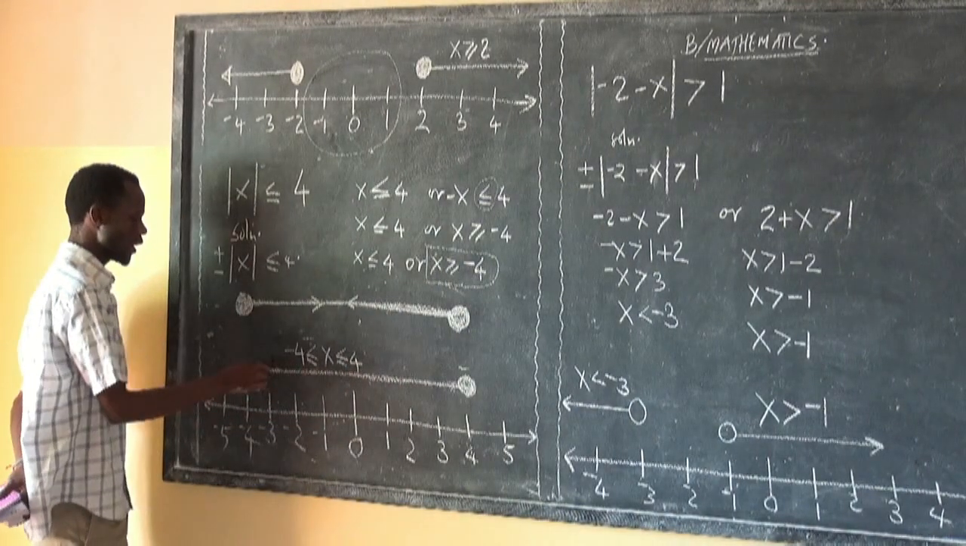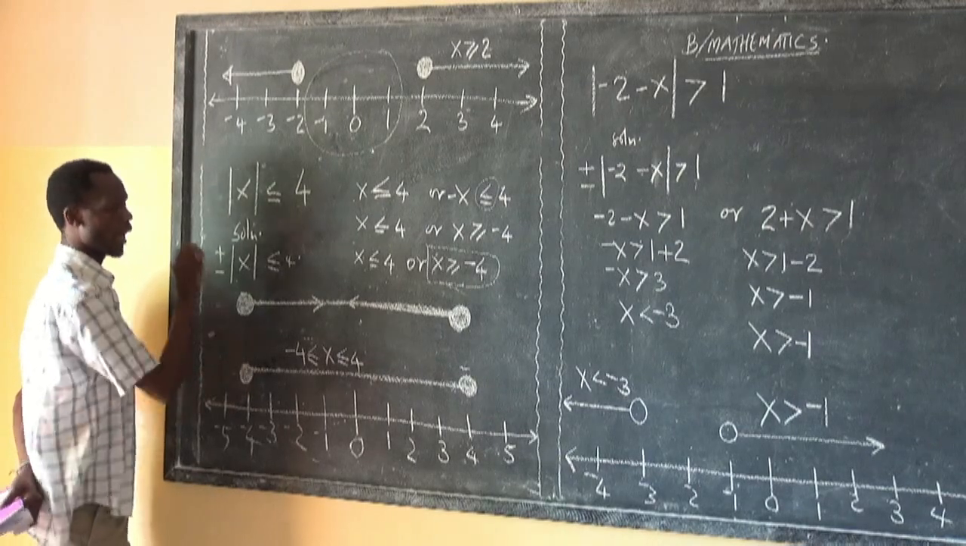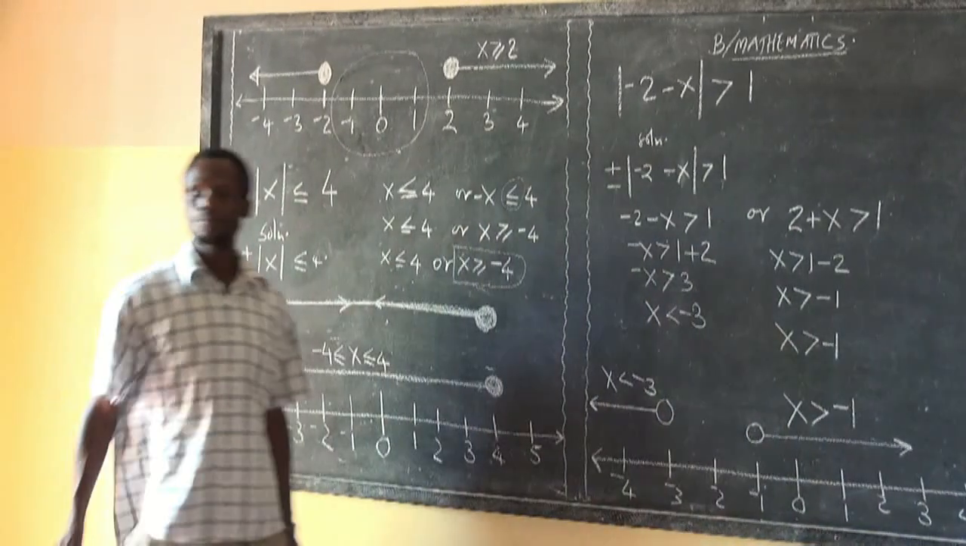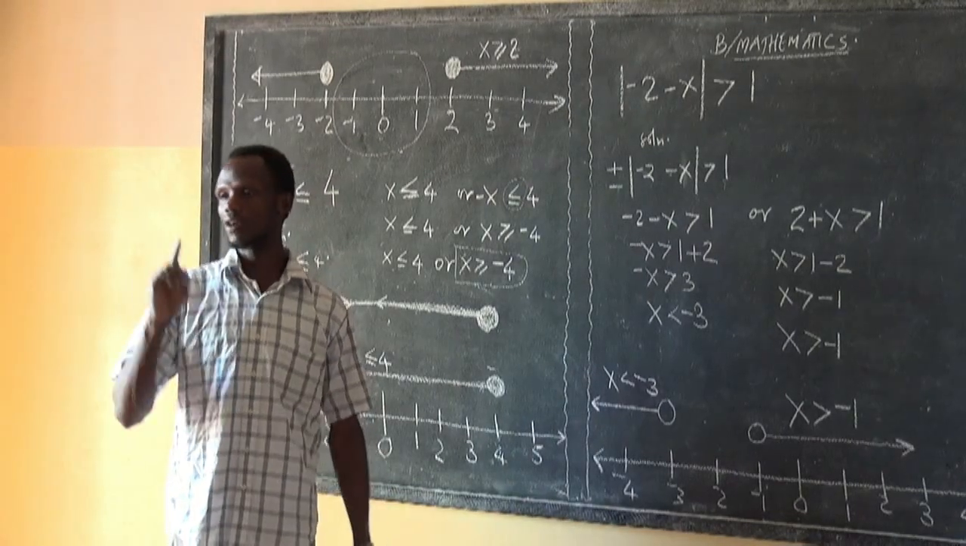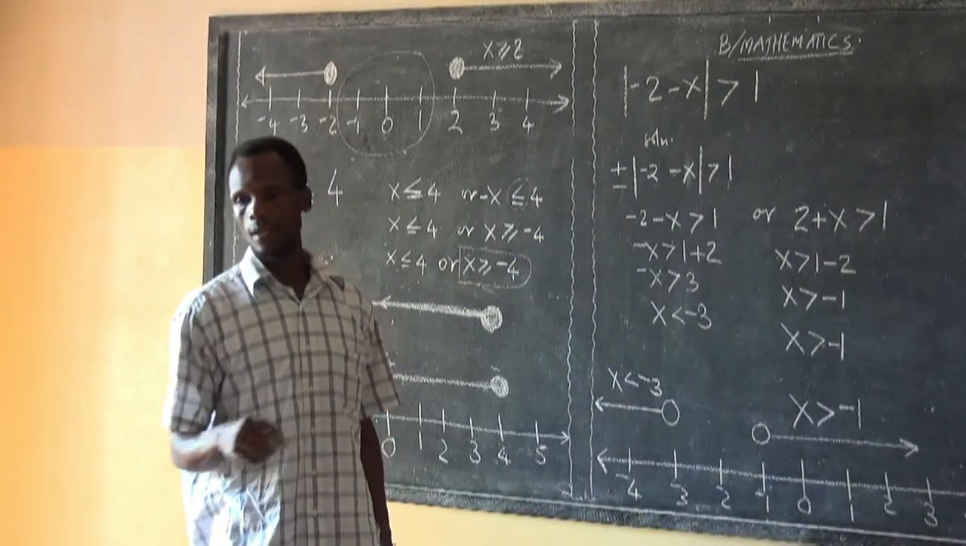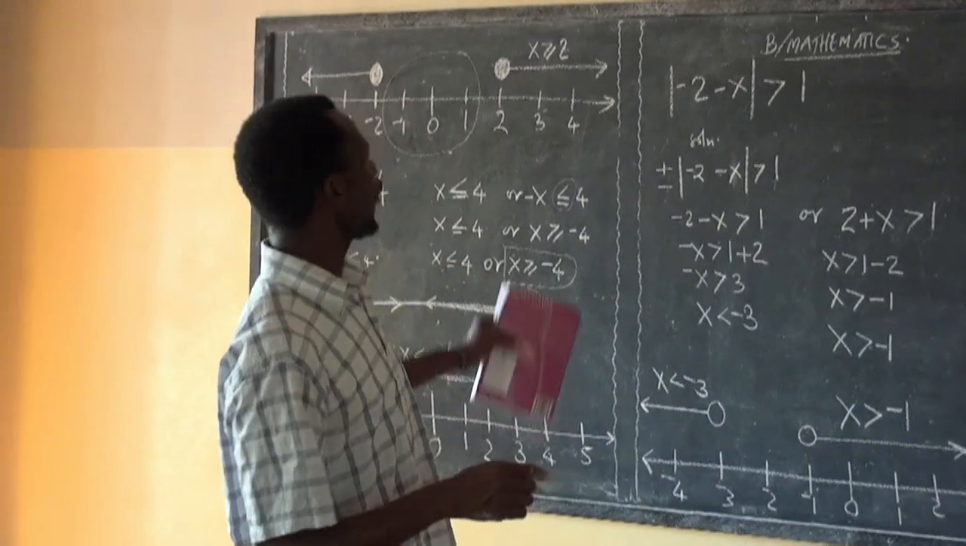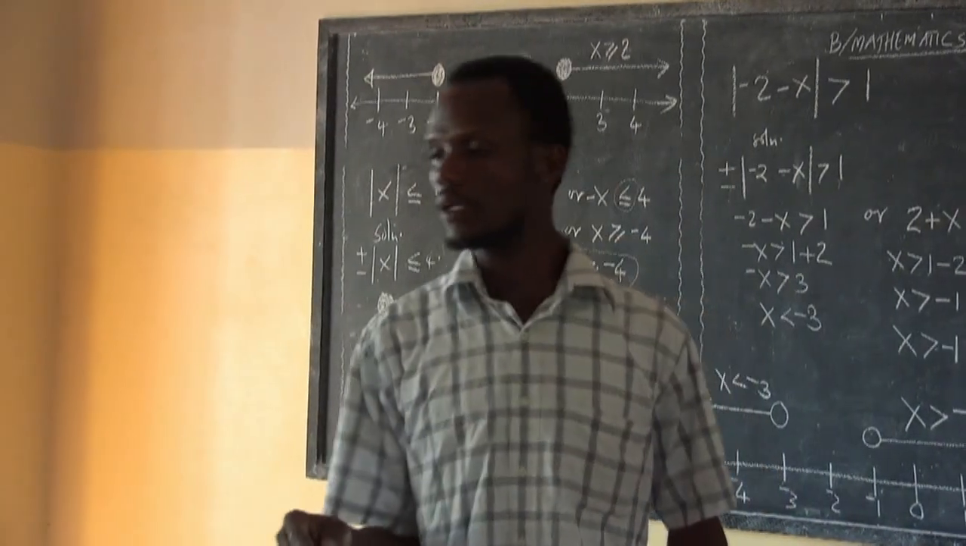Na ndio maana sasa yenyewe tukaijoin and become a single line. Right? Now, this is how we solve absolute value.